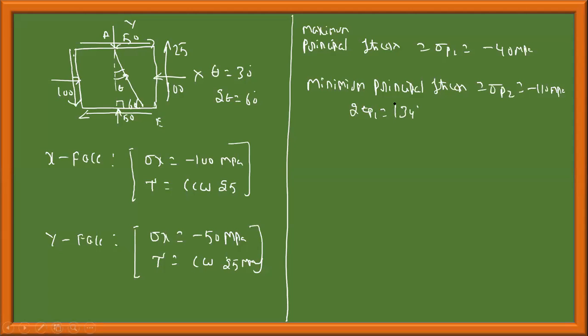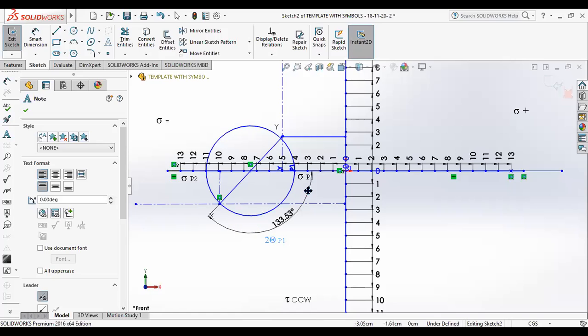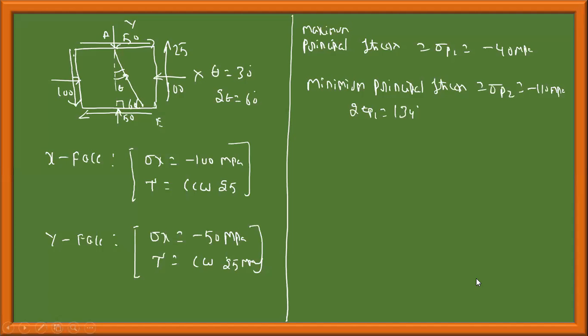How is it measured? Let us have a look. It is measured from the x-axis towards sigma p1 in the counterclockwise direction. Therefore, theta p1 is positive. Therefore, theta p1 is equal to 67 degree. Theta p2 is equal to theta p1 plus 90 degree, which is 67 plus 90, 157 degree. Theta p2 is 157 degree.